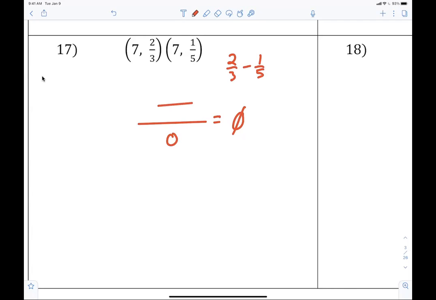And at some point, I really believe you should be able to do that mentally. I just believe you guys are smart enough to do that. Right? So the first thing I want you to do is tell me what the common denominator is. 15. All right. So then the first fraction would be what in the numerator? So then the answer is 7 over 15.